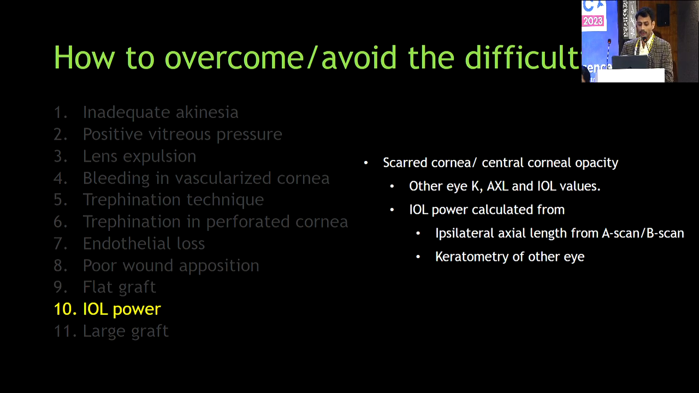Then the IOL power, which we commonly have to deal with in cases of corneal scars where we can't have a good IOL biometry. We can take the K reading or axial length of the other eye, and we can also calculate the IOL power from the axial length and K of the other eye.